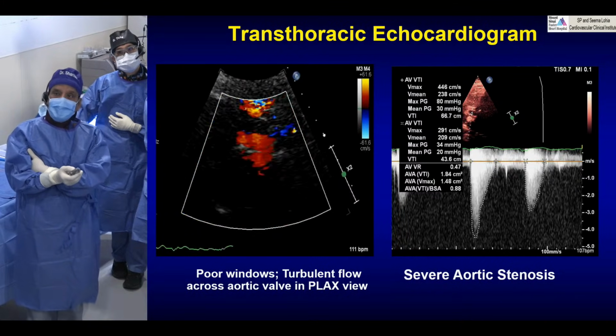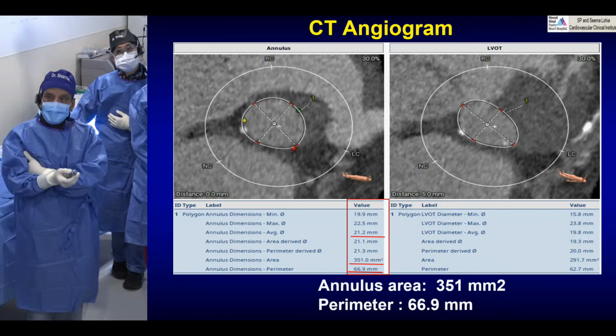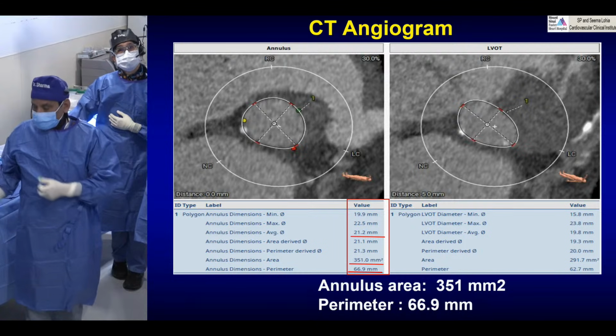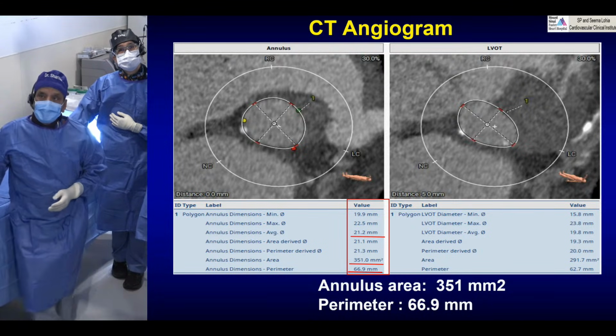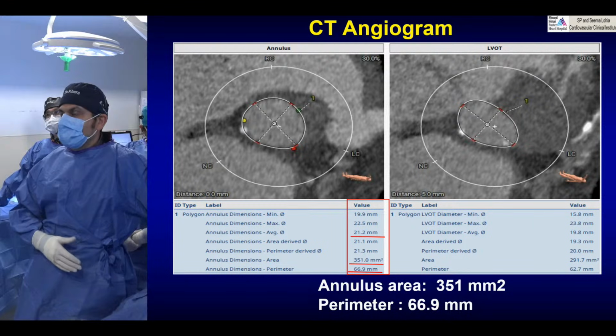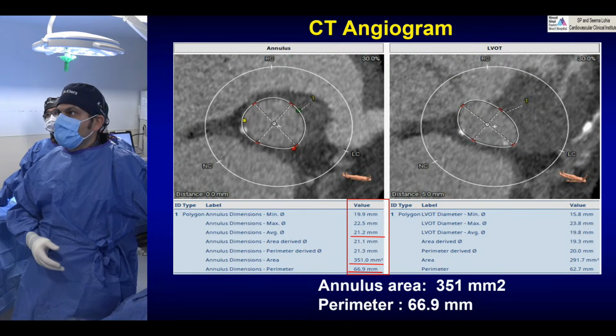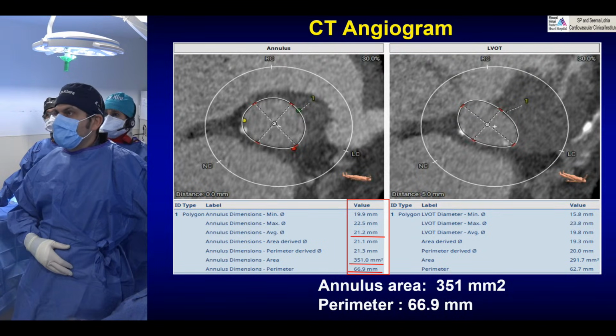And then we went through our usual, all these patients get the CT angio. So Sahil, you want to comment on it in terms of the annulus about this particular patient? Oh, sure. So the annulus area is 351, but if you're choosing a self-expanding platform, you mostly look at the perimeter, which is 66.9, consistent with a small annulus patient. The LVOT narrows down to a perimeter of 62.7, so very consistent with a patient who has a small annulus and a high BMI. Next slide, please.